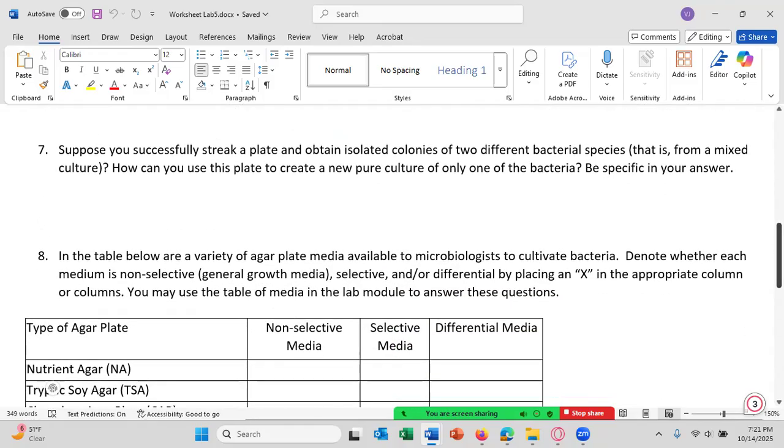7. Suppose you successfully streak a plate and obtain isolated colonies of 2 different bacterial species. That is, you streaked a plate from a mixed culture. How can you use this plate to create a new pure culture of only one of the bacteria species? Be specific in your answer, meaning you need to talk about everything you need to do to set up a pure culture from one of these 2 species. Any questions about that one?